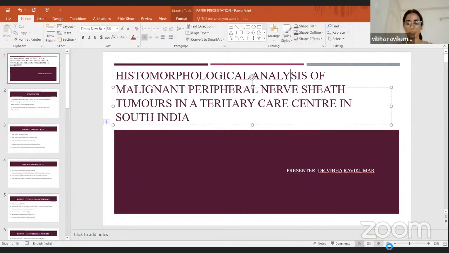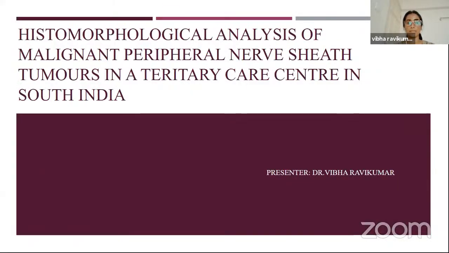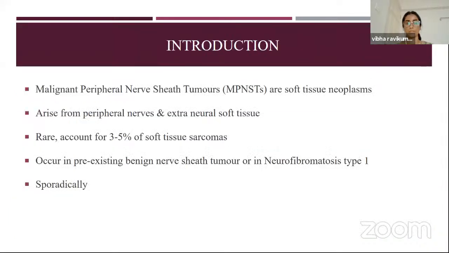Good evening, everyone. My topic of paper presentation is histomorphological analysis of malignant peripheral nerve sheath tumors in a tertiary care center in South India. Malignant peripheral nerve sheath tumors are soft tissue neoplasms that arise from peripheral nerves and extraneural soft tissue and account for 3 to 5% of soft sarcomas. They can occur in pre-existing benign nerve sheath tumors or in neurofibromatosis type 1, or it can occur sporadically.